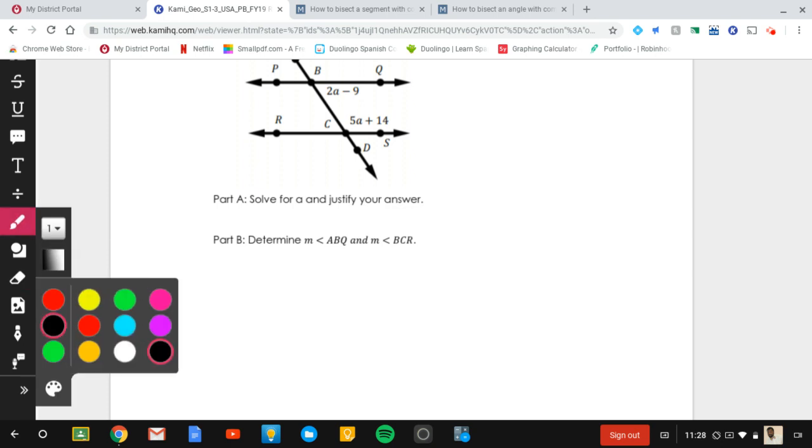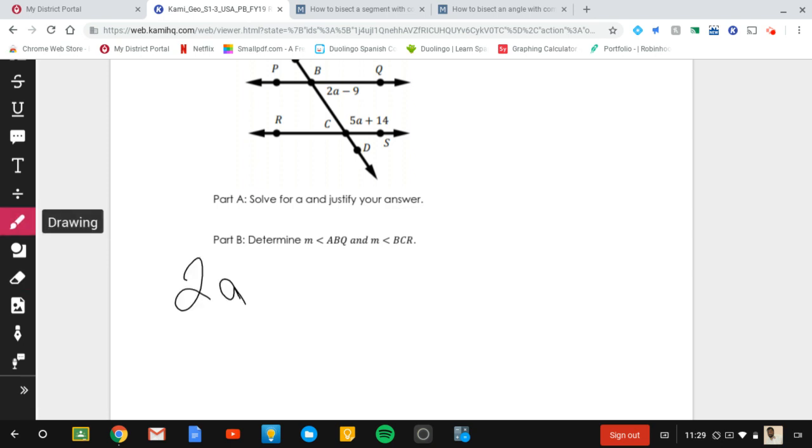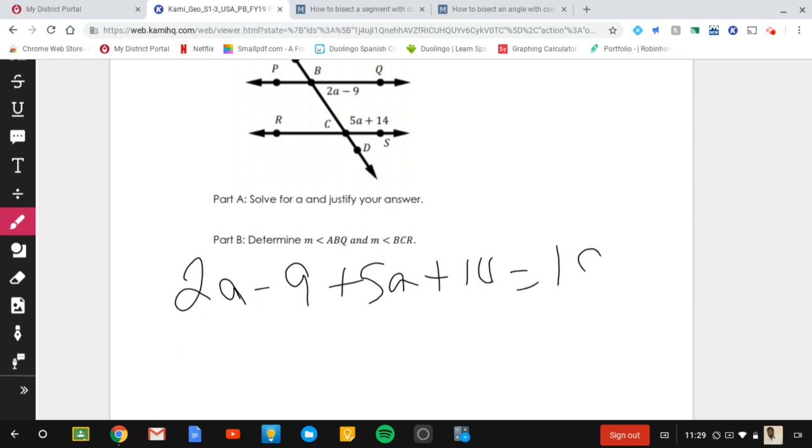So if I'm looking for A here, I can say 2A minus 9 plus 5A plus 14 is going to equal 180 degrees. From here on out, all I have to do is solve for A. This is basic algebra. I combine these two, I get 7A. I combine these two, negative 9 plus 14 is what? Positive 5, if I'm not mistaken. Let me just run this on my calculator real quick. 14 minus 9, yep, positive 5. So 7A plus 5 is equal to 180.